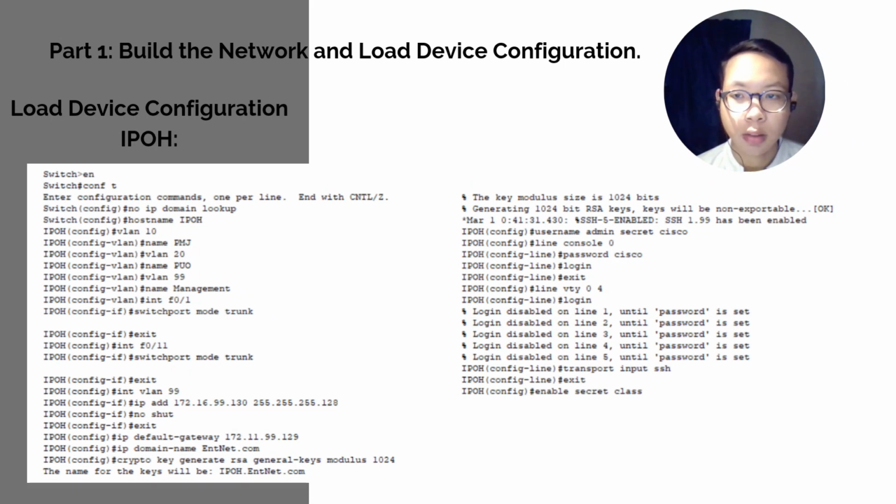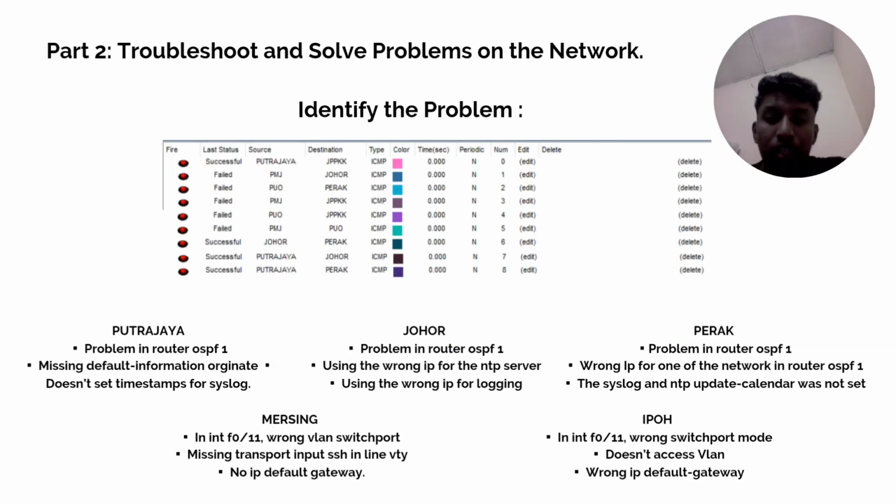The last, for load device configuration in Ipoh, we have to change the hostname to Ipoh, then we create a VLAN. After we create a VLAN, we do a default gateway and then crypto, we generate RSA key. Then we do a basic configuration for security, which is we create a new username and also a new password.